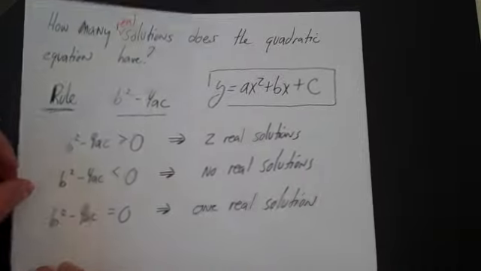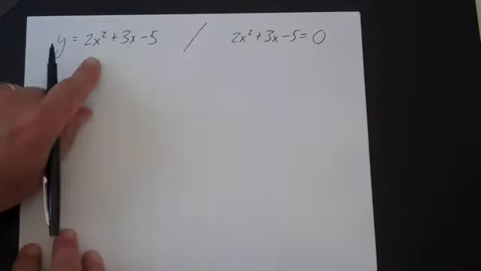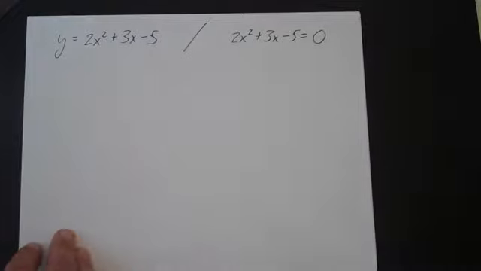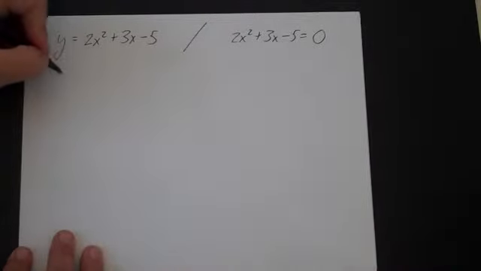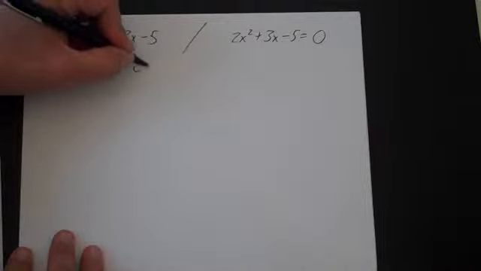So let's look at a given problem. The first problem let's look at is how many solutions does y is equal to 2x squared plus 3x minus 5 have? Sometimes it'll be written like this: 2x squared plus 3x minus 5 is equal to 0. Here they might ask you how many x-intercepts there are, and here how many real solutions are there. So in this problem, a is 2, and b is 3, and c is equal to minus 5.